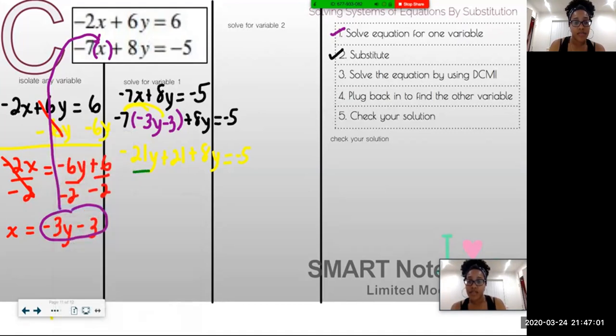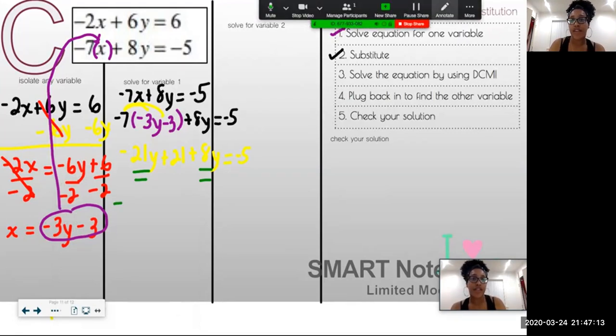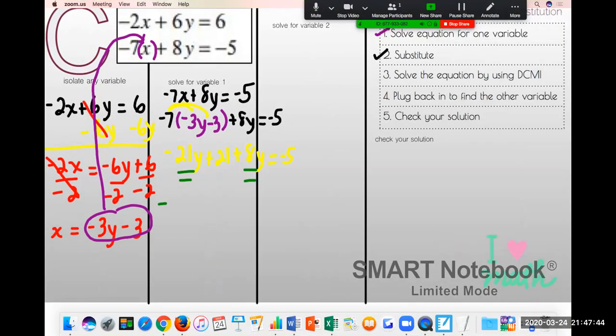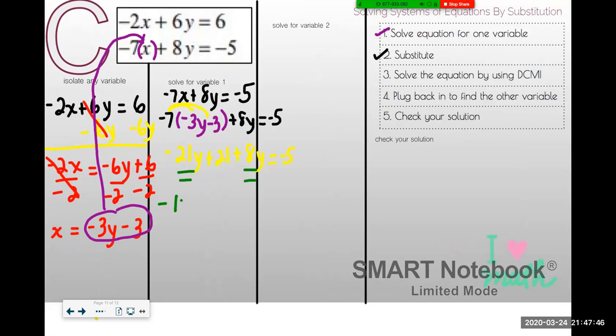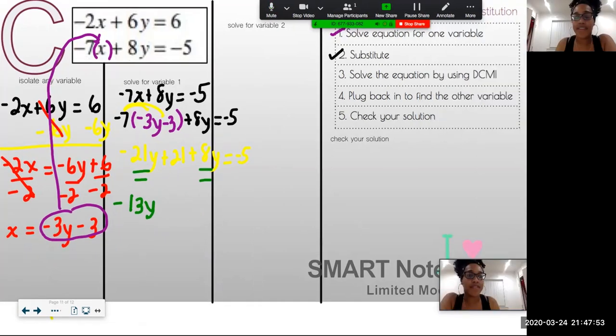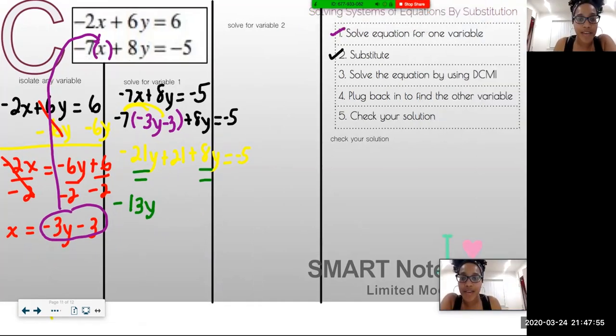So the like terms we see here are negative 21y and 8y. So it's negative 21 plus 8. We subtract, we keep the sign of the larger number, and we're left with negative 13. And we're left with negative 13y. So negative 13y plus 21 equals negative 5.